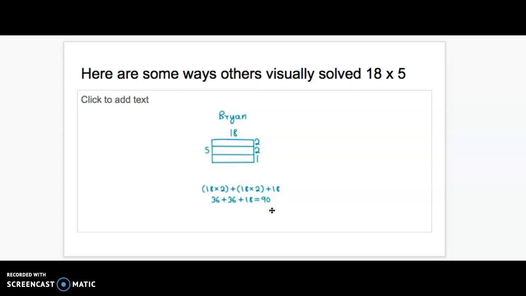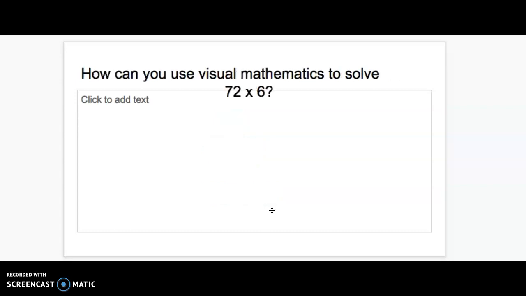So you can see there are many different ways of how you can visually represent a number when you're solving it. We'd like you now to try and use some different visual representations and symbols to see if you can solve this problem. 72 times 6. How many different ways can you visually represent this number?